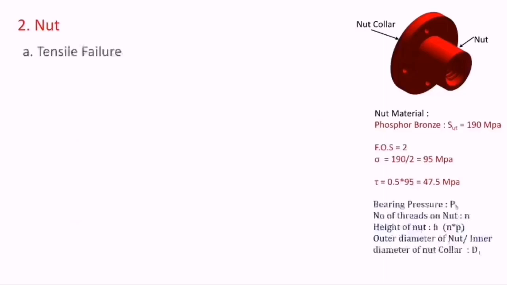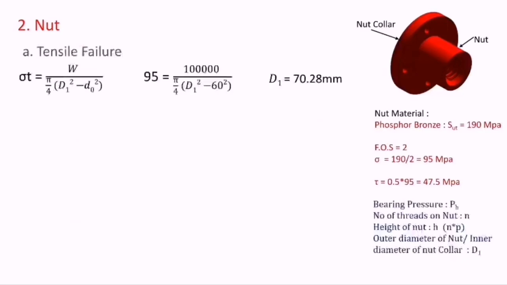This nut is being fixed on the body. When the screw is rotated or it tries to lift the load, it will exert a tensile stress on this nut. Hence this nut can be failed by a tensile failure. So we have sigma T is equal to W divided by pi by 4 (d1 square minus d0 square). On substituting the values, I will get the value of d1, that is outer diameter of the nut, as 70.28 mm.